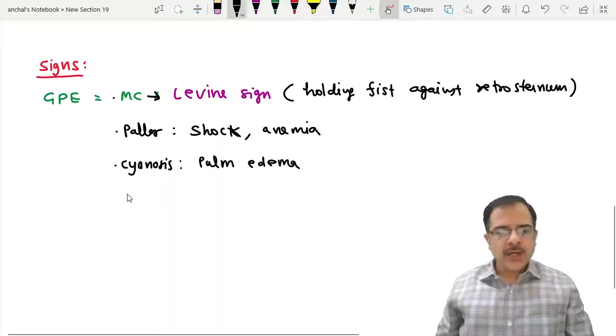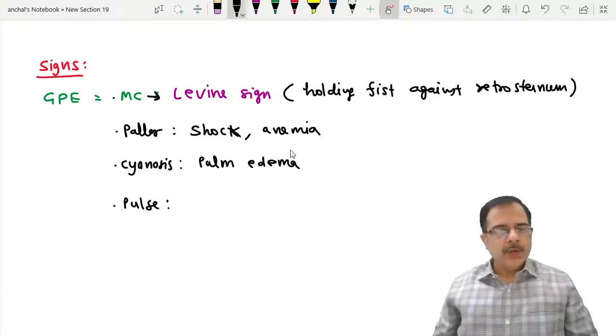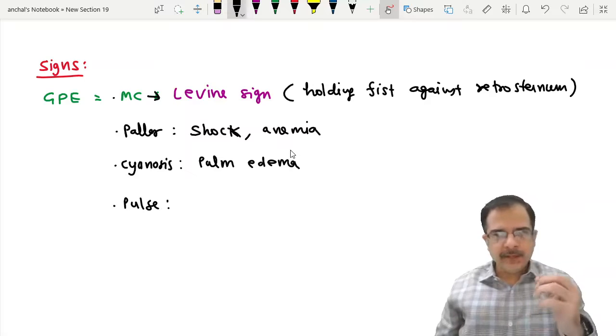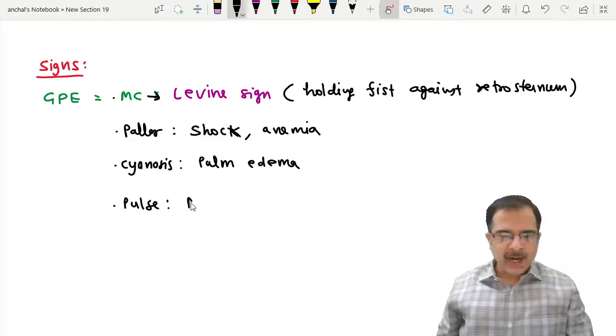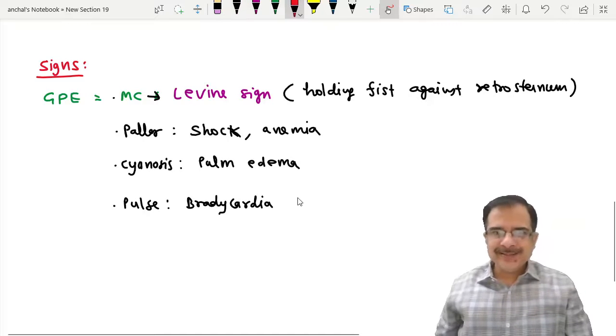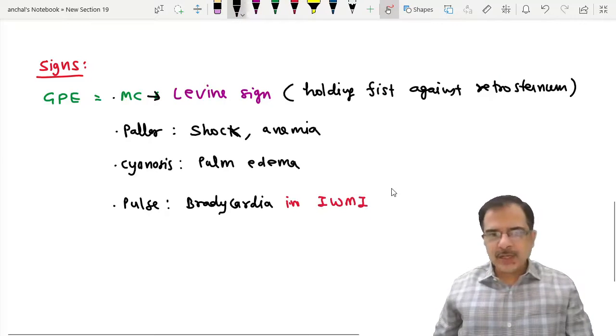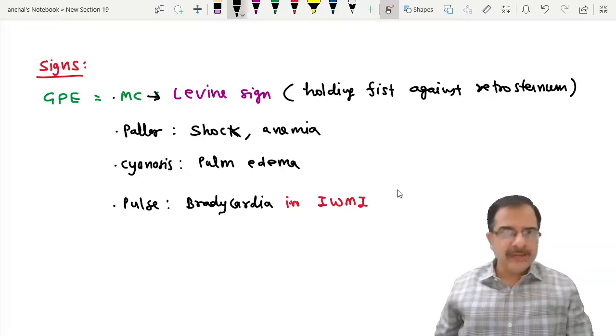Now, coming to the pulse. Pulse will be very helpful in determining the wall of the myocardial infarction, with reasoning. So, pulse can show a bradycardia. Bradycardia is especially seen in cases of inferior wall MI. There are two reasons for the bradycardia to be seen in cases of inferior wall MI.